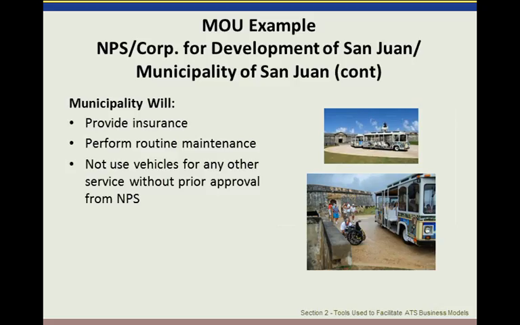Then they partner with the City of San Juan, who takes responsibility for providing vehicle insurance, performing routine maintenance, but they are prohibited from using the vehicles for any other type of service than the regularly scheduled service to the park there.